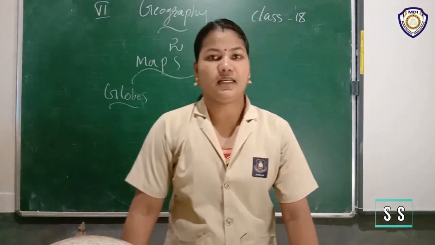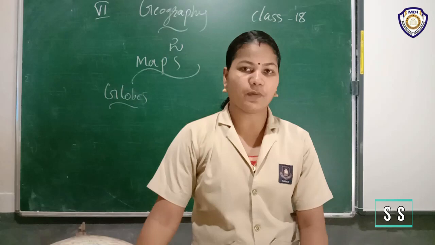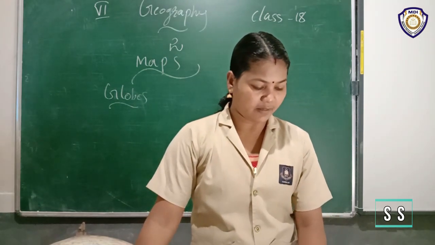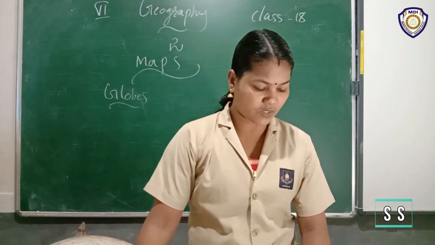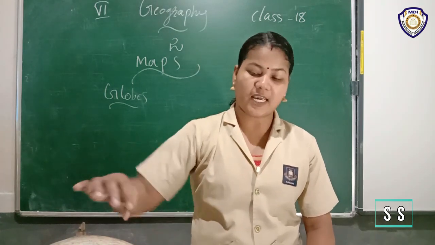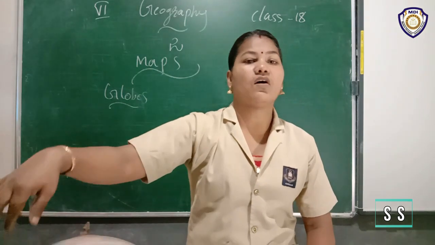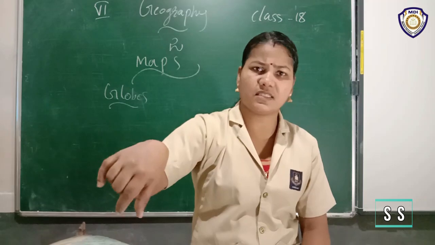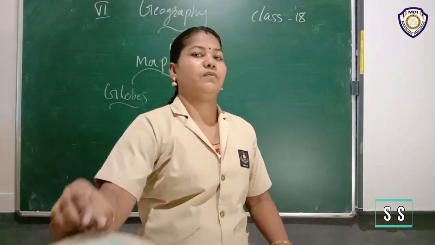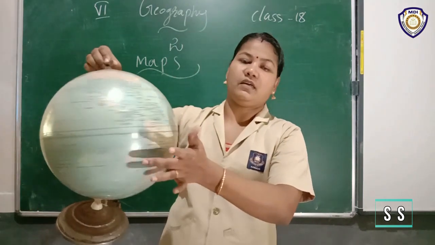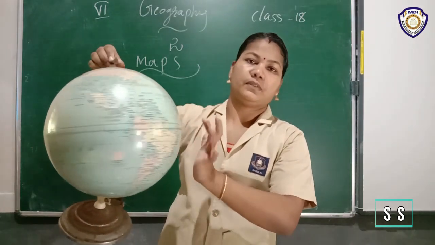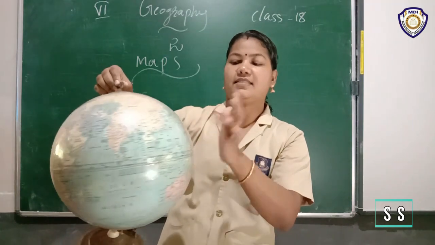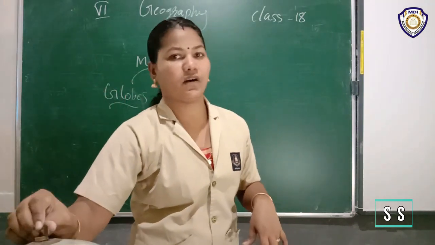Is it clear? All of you underline that line: globe is a small model of the earth. The shapes of the continents and oceans are quite precise on a globe. Precise means continents and oceans are given accurately. Here we know that blue indicates water. Some other colors are used for the land areas, that we call continents.